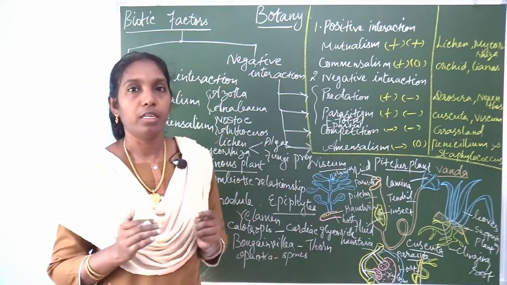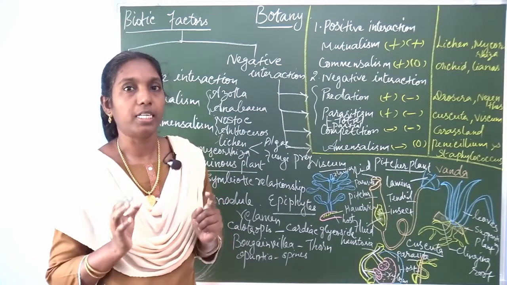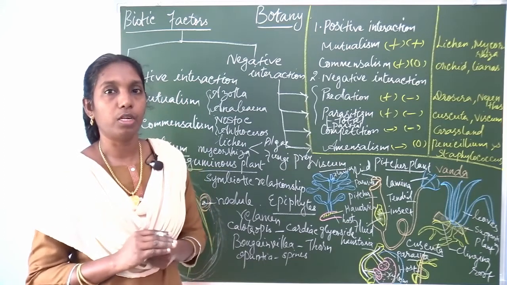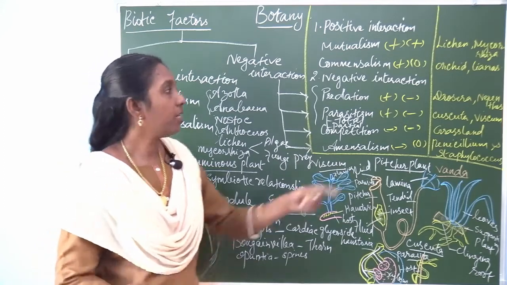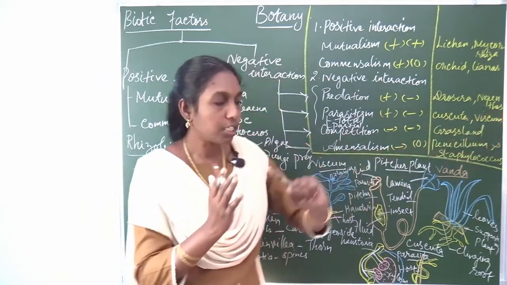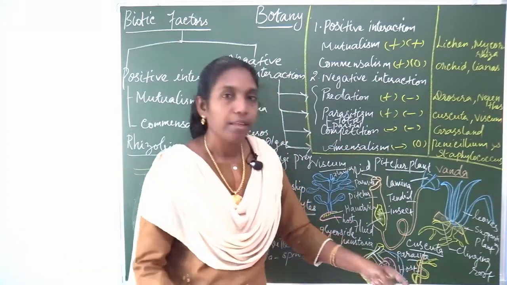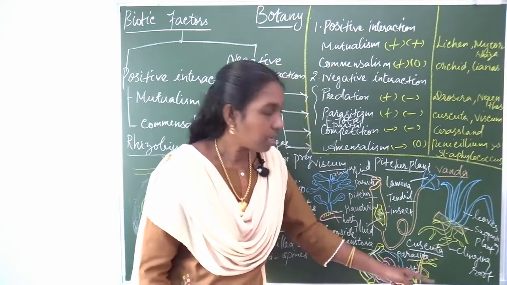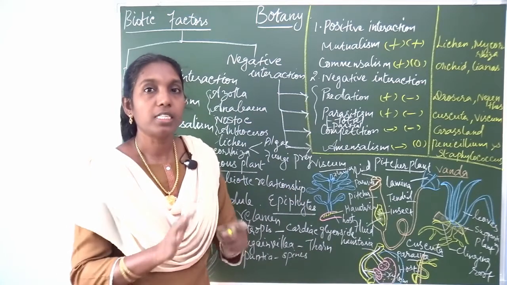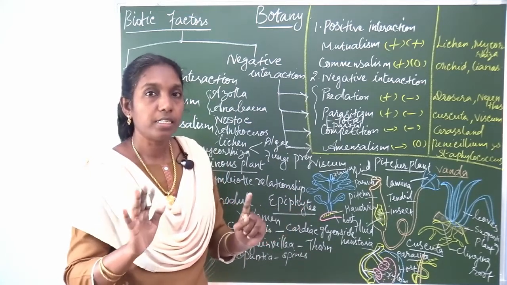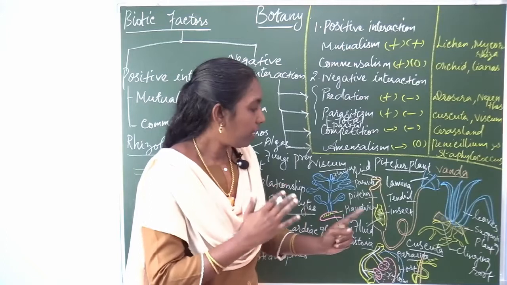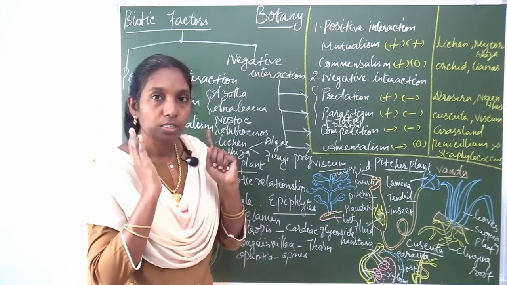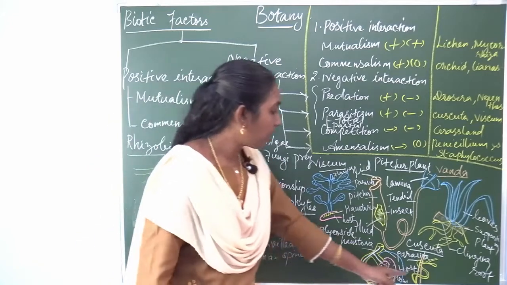For total parasite, the example is Cuscuta, which you know very well from the lower classes. One word question: what is the example of total parasite? Cuscuta is a total parasite, but Viscum is a partial parasite. Look at this diagram of Cuscuta. The entire plant is a parasite, and it depends upon a host because there is no chlorophyll. Completely it's a twiner, and it lacks chlorophyll, so it cannot synthesize its own food. It completely depends upon the host.